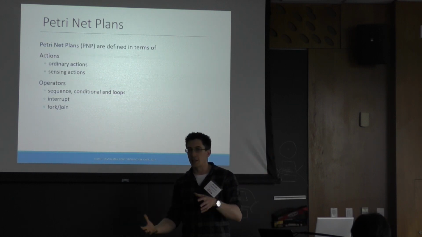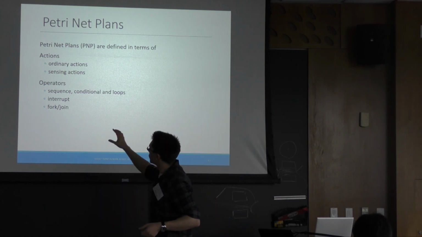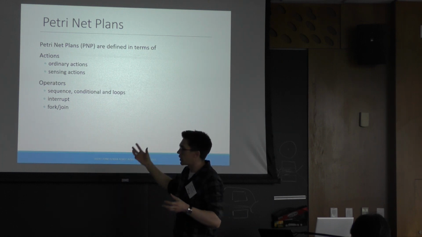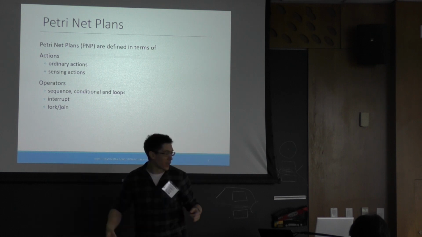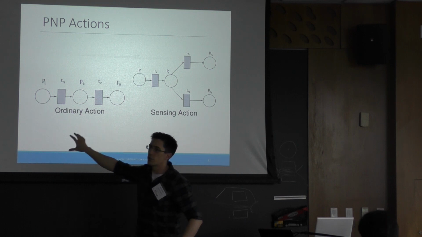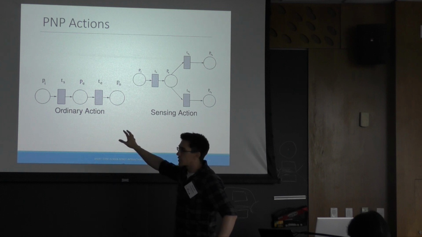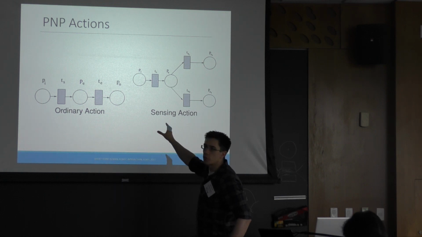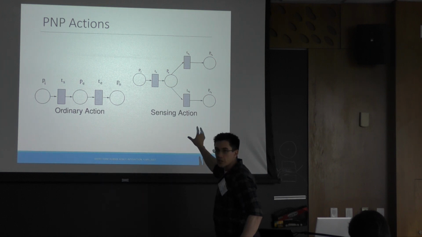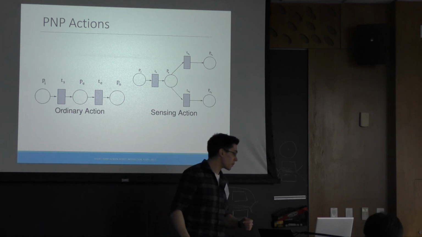A Petri Net Plan, in particular, is a subcategory of Petri nets, formed of actions, which are little subtree things, connected together with operators. So, for example, an ordinary action consists of a place for when the action's not started yet, the transition for when it's supposed to be executed, the place where the action is currently executing, then the action finishes and you're in the post-action place. And then a sensing action would be a similar thing, but the execution would branch depending on whatever conditional effects there are of that action.